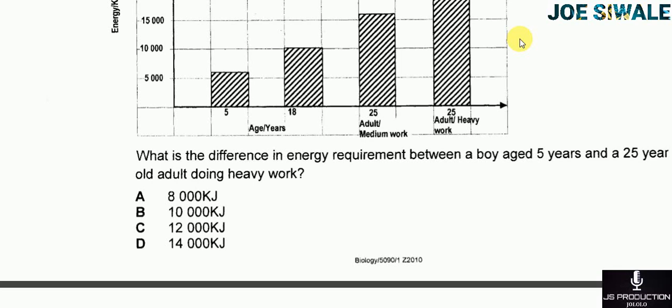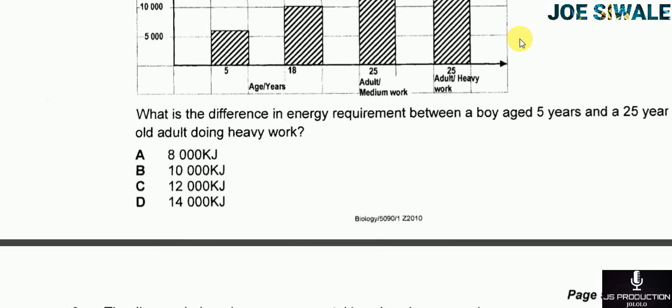So let us look at these multiple choices. A, 8,000 kilojoules. B, 10,000 kilojoules. C, 12,000 kilojoules. D, 14,000 kilojoules. So I need to choose one between 12,000 and 14,000. So I think here the answer might be 14,000 kilojoules.